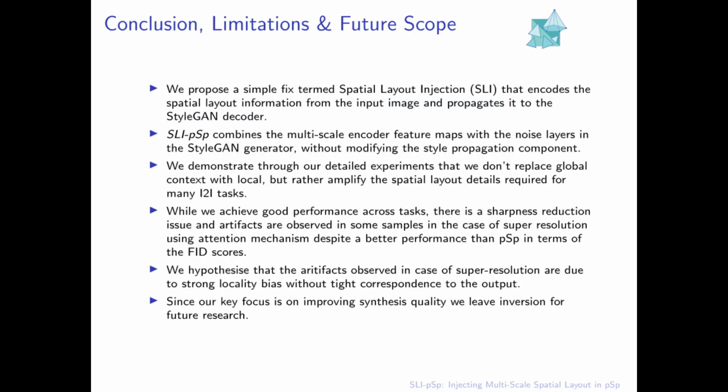profound manner. We discover that due to the global approach of PSP and the lack of spatial layout context in the image generation process, it is affected when high frequency details are needed in a conditional setting. SLI-pSp encodes the spatial layout information from the input image and propagates it to the StyleGAN decoder. SLI-pSp combines the multi-scale encoder feature maps with the noise layers in the StyleGAN generator without modifying the style propagation component. We demonstrate through our detailed experiments that we don't replace the global context with local, but rather amplify the spatial layout details required for many image-to-image tasks.